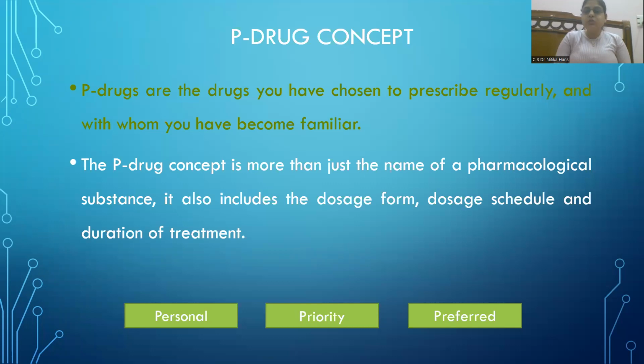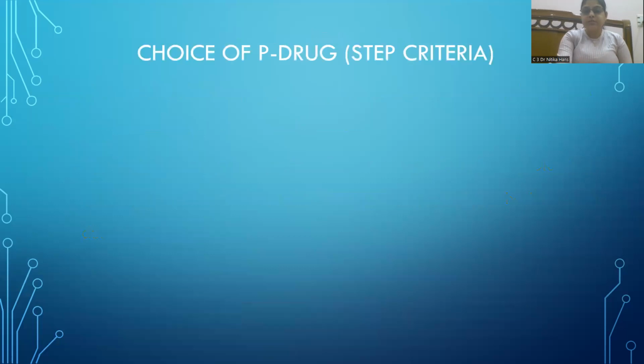The P-drug concept is not just the name of a pharmaceutical agent or pharmacological substance, but it also includes the active ingredient plus dosage form, the dose schedule, and the duration of treatment. In the P-drug concept, everything comes: the active ingredient, then dose, then dosage form, then dosage schedule, and duration of treatment. And this is the priority choice of the drug, personal choice, and the preferred drug.